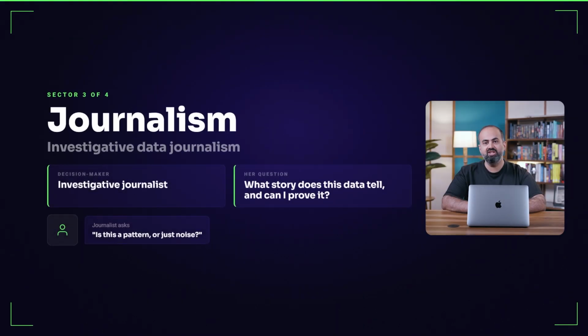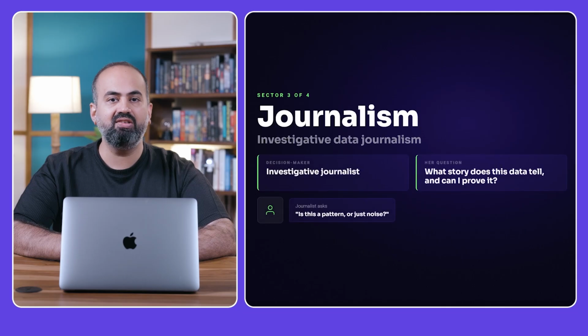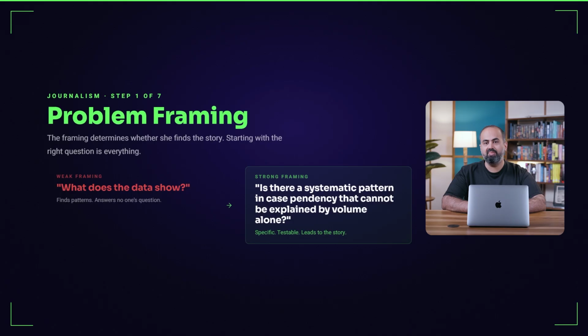Sector 3, journalism. Let's start with investigative data journalism. The decision maker is a journalist. Her question is not, what policy should we adopt? It is, what story does this data tell and can I prove it? Step 1. Problem framing. A tip comes in.